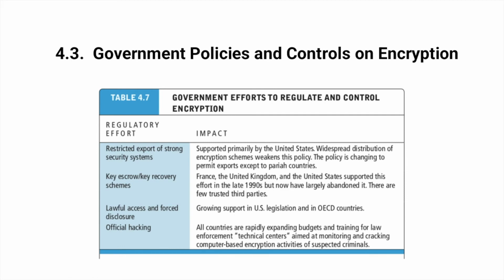So for the next part, which is environment policy and control on encryption. In table 4.7, which mentions the regulatory efforts, namely restricted export of strong security systems, the second one is the recovery scheme, the third one is about lawful access and forced disclosure, and the final one is about official hacking. And besides, the table mentions the impact of these regulatory efforts.